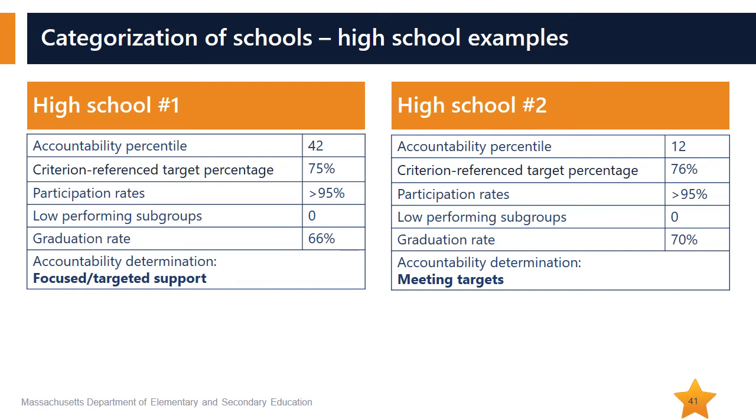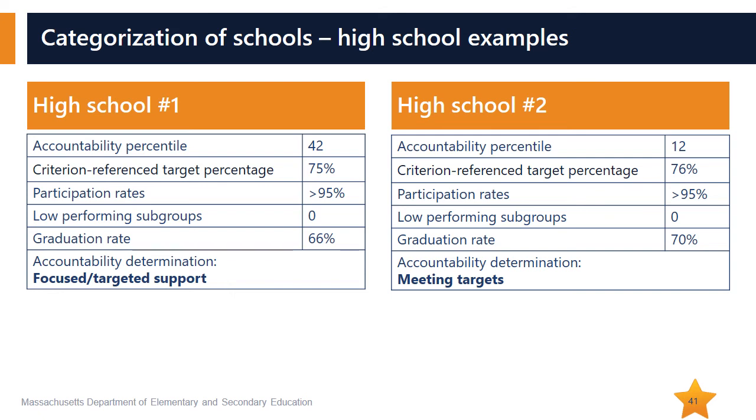It is not among the lowest 10% of schools, it is meeting its targets, and it does not have any subgroup performance or participation issues. However, ESSA requires that any school that graduates less than 66.7% of its students be identified as in need of support.